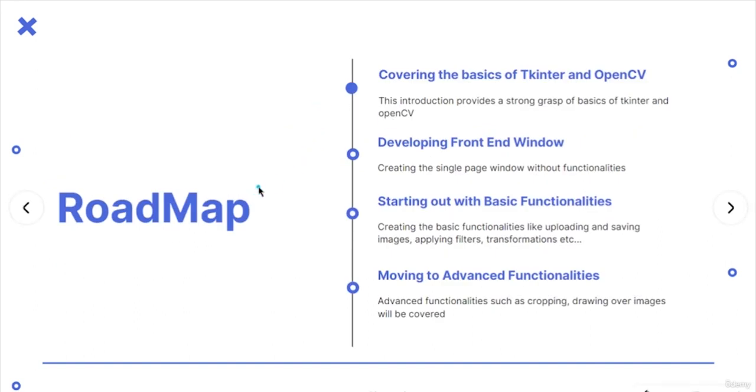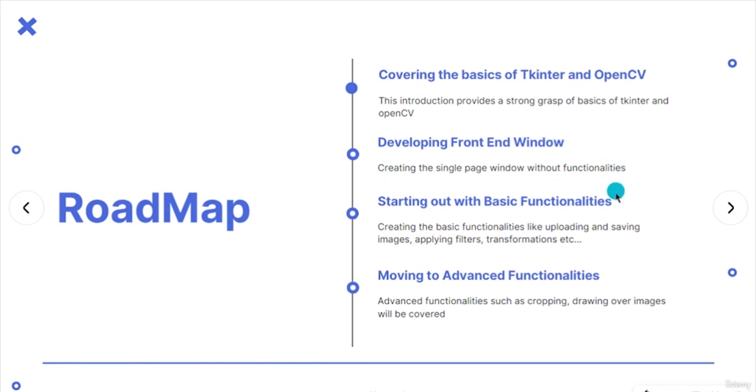I'm going to provide you an exact roadmap of how we are going to finish this project so that everyone knows what we are doing. First I'll start by covering the basics of Tkinter and OpenCV. In this I'll go over exactly which widgets we are going to use in the project and provide a strong grasp of those widgets only. Next we'll move on to developing the front end. This time it'll be just a front end window, with the widgets and everything that you've seen in the application, but without any actual functionality. The buttons won't be doing anything in this section.